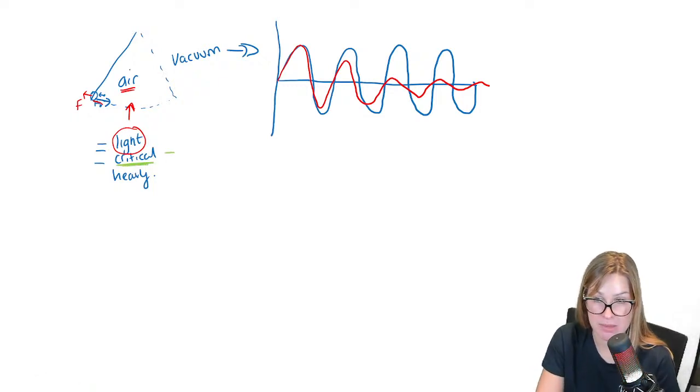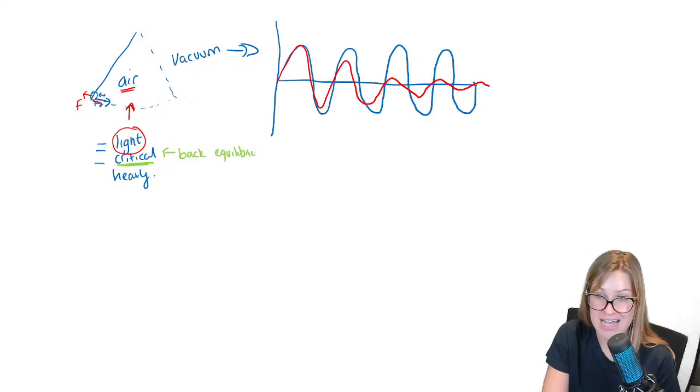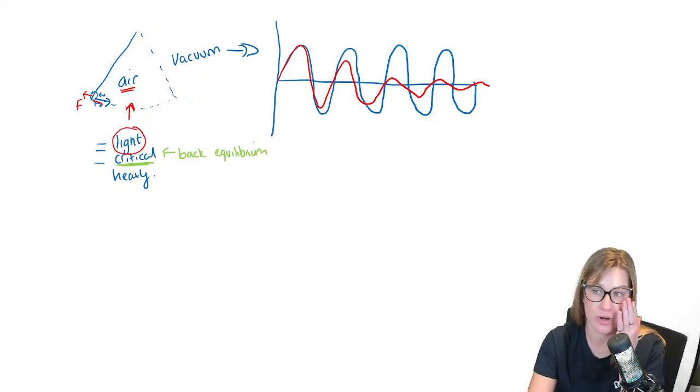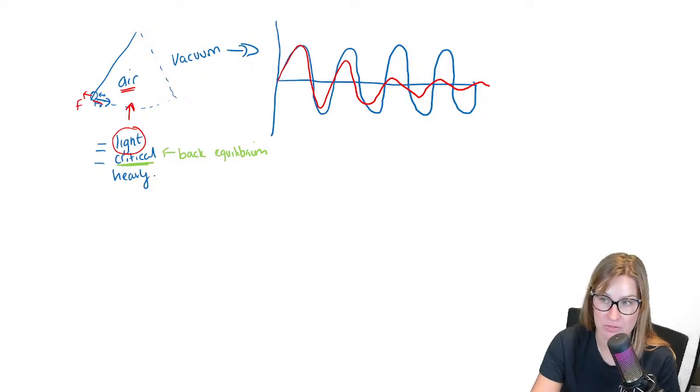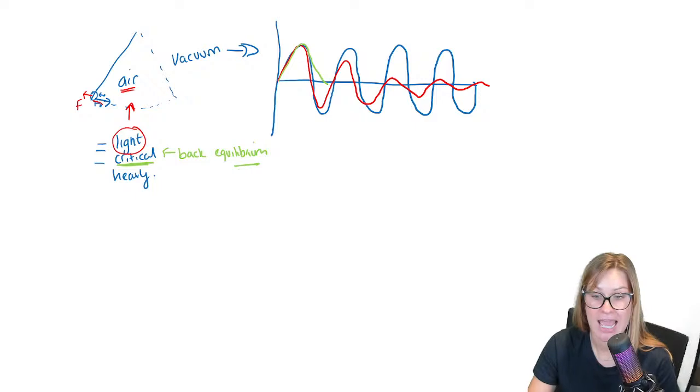Critical dampening just means we want to get back to equilibrium as fast as possible. So let's say we went to our maximum here. We want to go back to the equilibrium as fast as possible. That's what critical dampening is: how you get back to equilibrium as fast as possible.